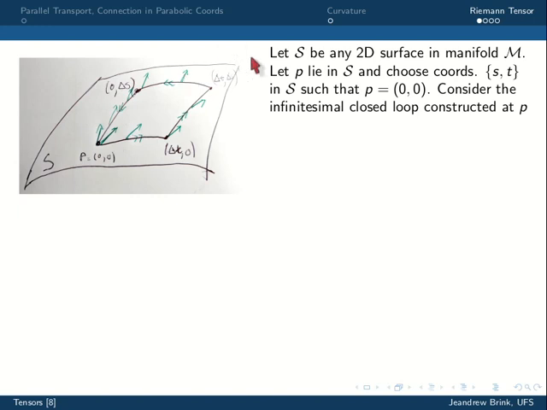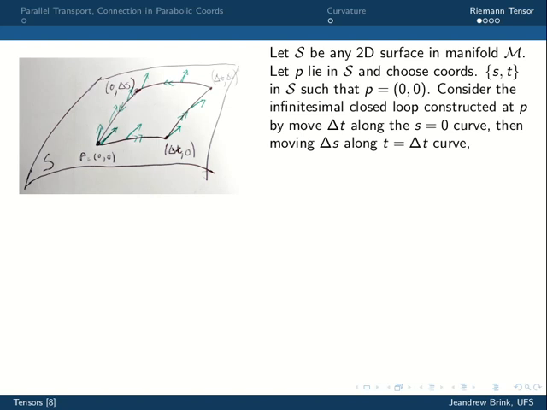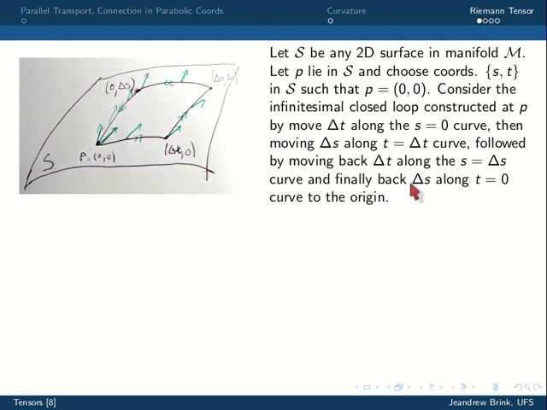Okay, so we basically move delta T along S equals 0, then delta S along T equals delta T, then back delta T along S equals delta S, and then finally back delta S along T equals 0. So it's basically this infinitesimal loop that you're working out. And we want to compute the change of vector V^A, just in general, as the loop is traversed.